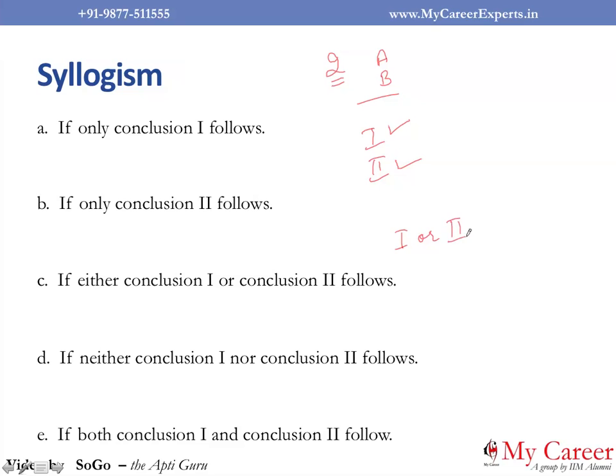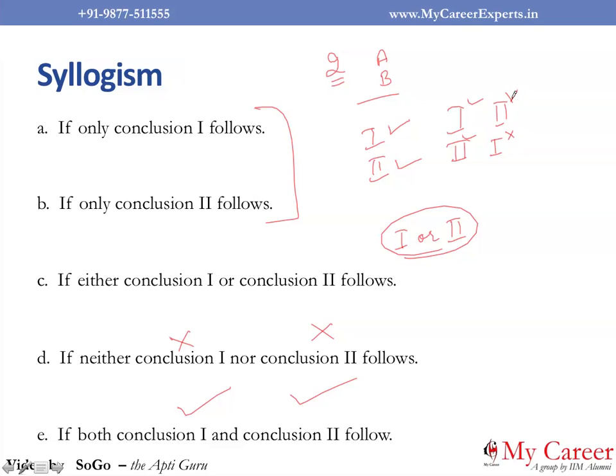They will ask either 1 or 2 follows. This is a tricky one where we have to say one of the 2 compulsorily follows. And in D, we say neither 1 follows nor 2 follows, and in E, 1 also follows, 2 also follows. Many times A and B are combined together. They will say one of the conclusions follows, but both do not follow together. So it means 1 follows, 2 doesn't follow. Here it says 2 follows, 1 doesn't follow.